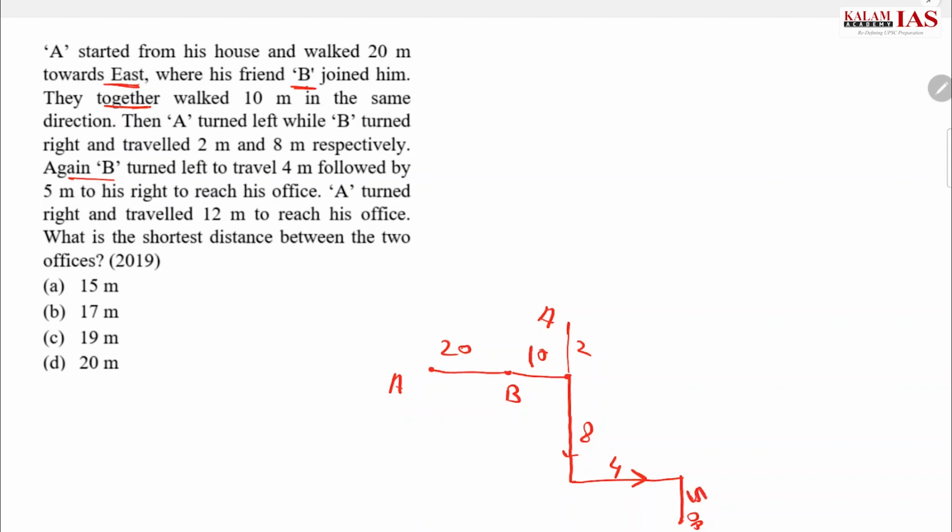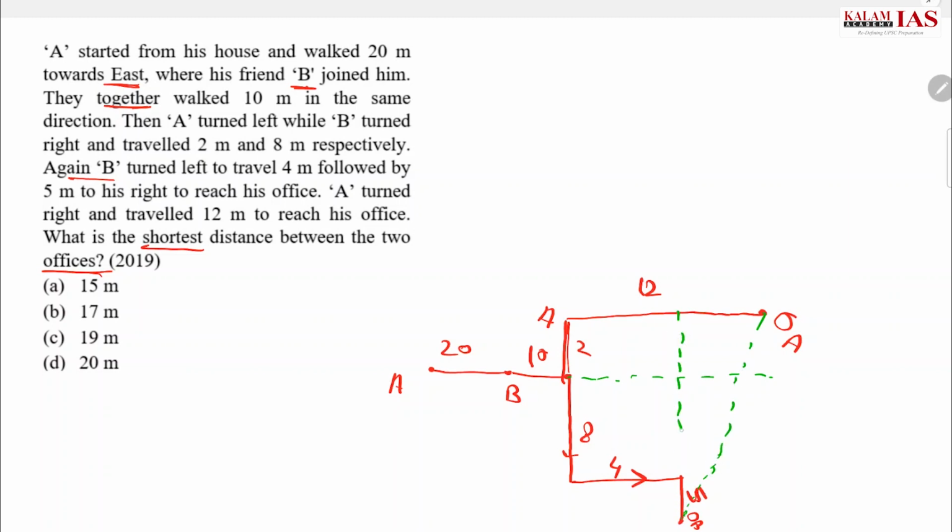A turned right and traveled 12 meters to reach his office. 12 meters, something like this, to reach office of A. What is the shortest distance between the two offices? Now if you just visualize these things, I'll just plot it. This is the initial line. We have to find this distance, that is the shortest distance between office A and office B.